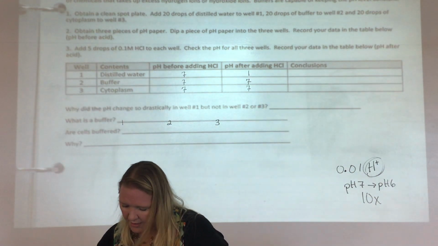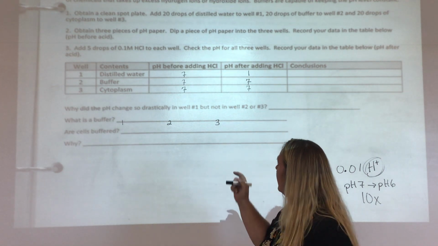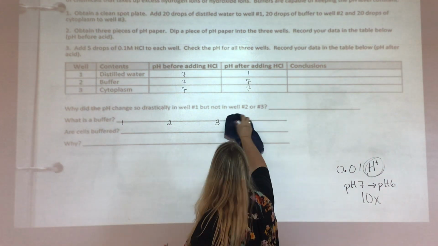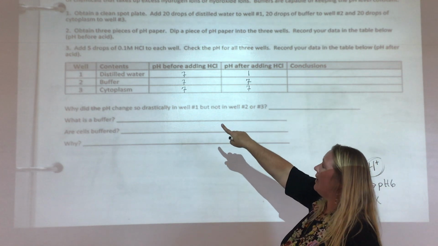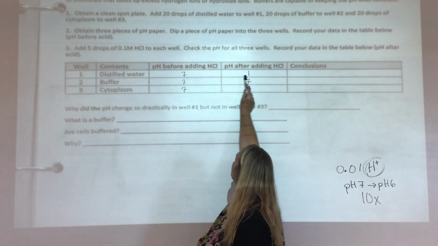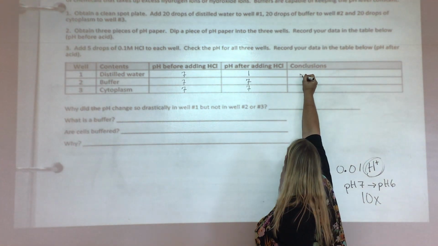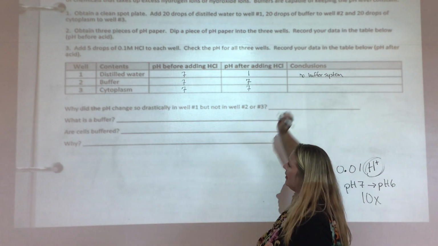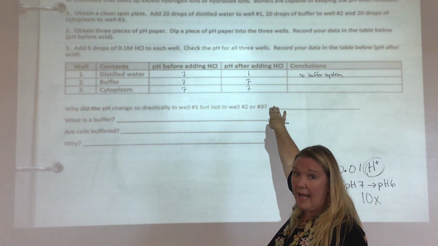All right, so let's answer our questions, which I may have done a little bit already. The conclusions are also kind of in these questions here, but we'll fill in the conclusions because we want to make sure we have a completed table. So the first conclusion of well number 1, the spot with the water and then the hydrochloric acid, it went from a pH of neutral to a pH of 1. Is there a buffer system there? No. No buffering. No buffer system. Why? Because a buffer will resist the pH change, and the pH changed when I added that hydrochloric acid.